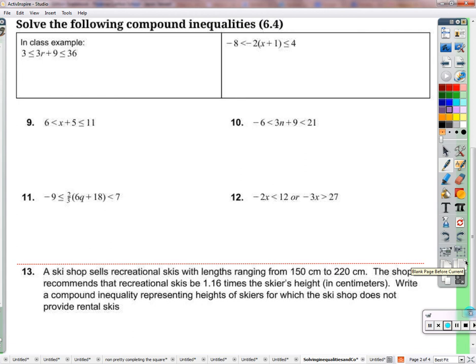So what we have here is something that looks like it needs to be solved, and that is the case. But it's in a compound inequality.